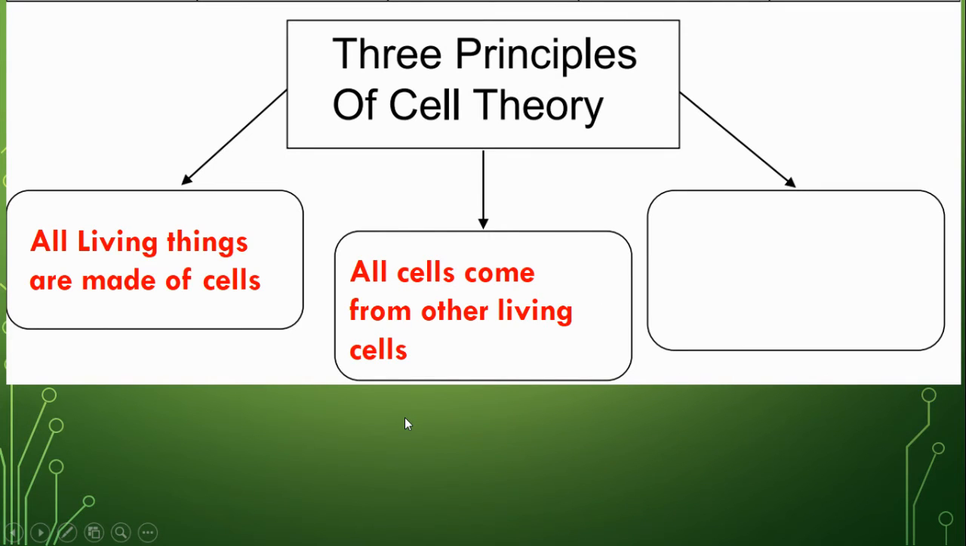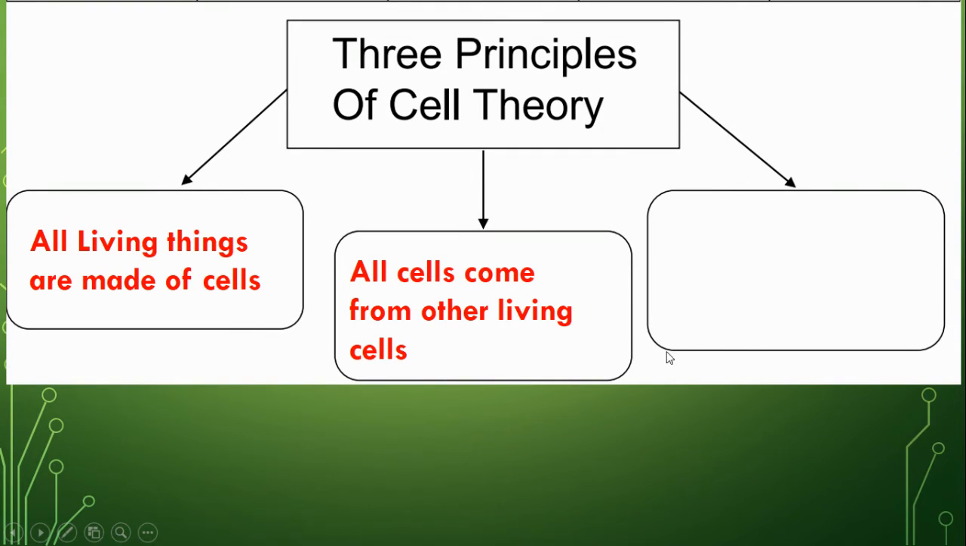The next principle of the cell theory is that all cells come from other living cells. That means cells need to divide in order to make new cells. Cells do not spring out of nowhere, and cells do not come from dead material.